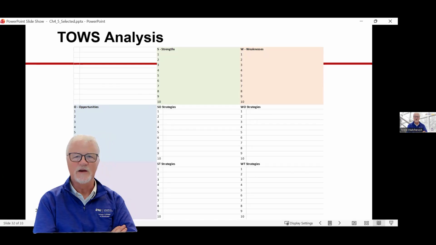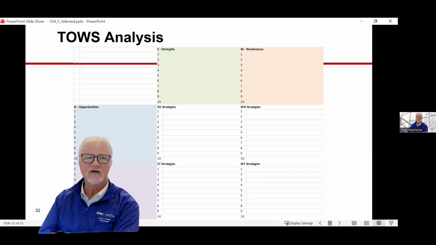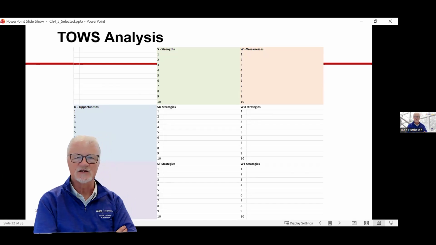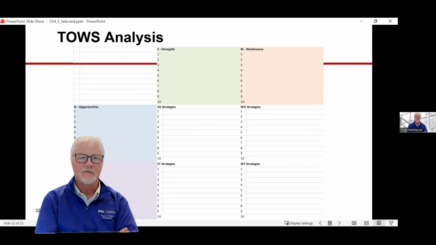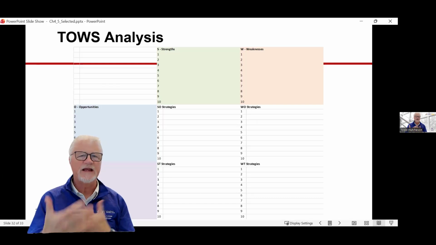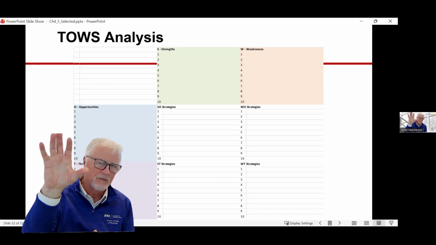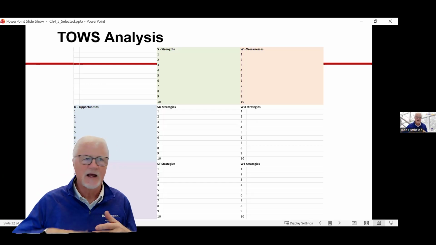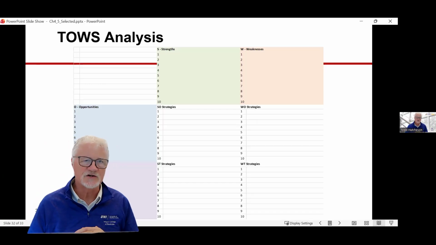I might have a weakness and it might be leading me towards a threat that I've identified. So I may need to create a strategy that minimizes or mitigates or eliminates my weakness so that I can avoid a threat. By looking at it in this way, we can brainstorm many different strategies and again, go through a prioritization exercise to identify strategies that are best for my business.